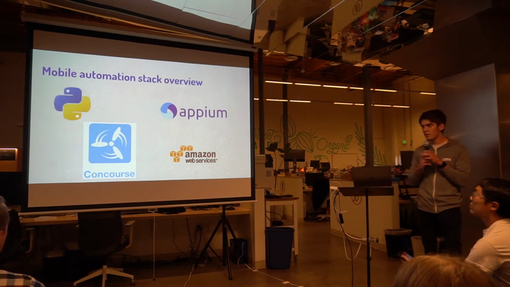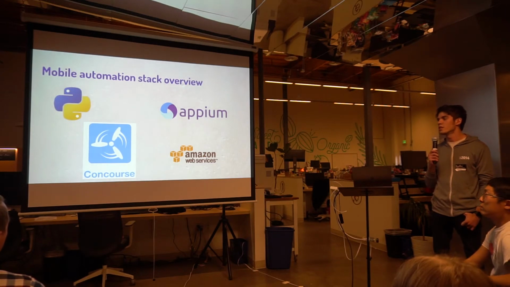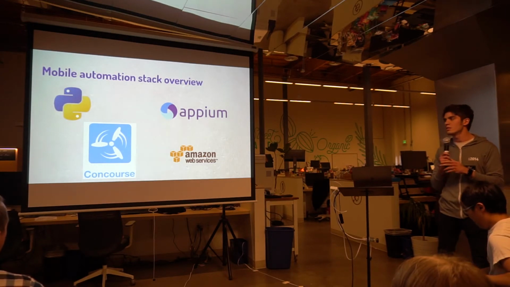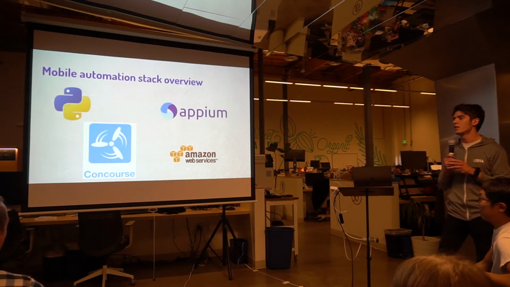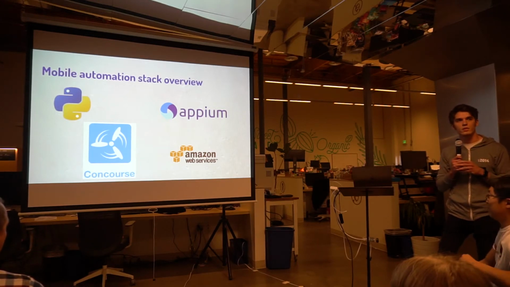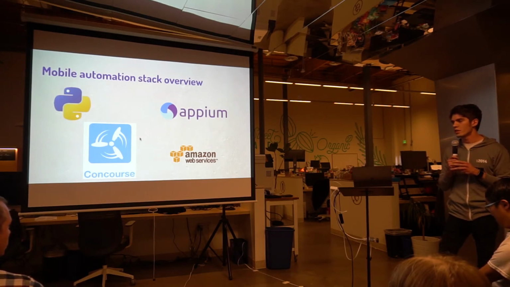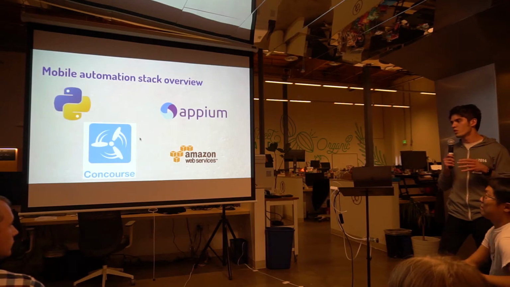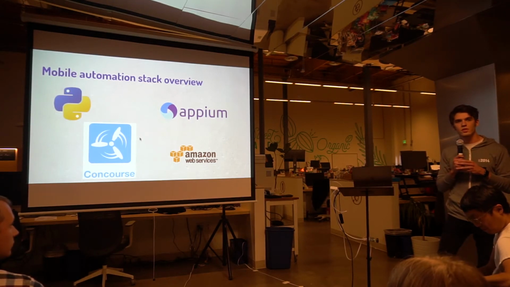So this is basically our stack overview that we have here. It's only for mobile automation. We have Appium, and we use Python to write our mobile tests there. We also use Conquer CI, our CI tool, which builds our builds and does all the CI stuff. And we are more and more integrating with cloud rent device solutions, which is AWS Device Farm.